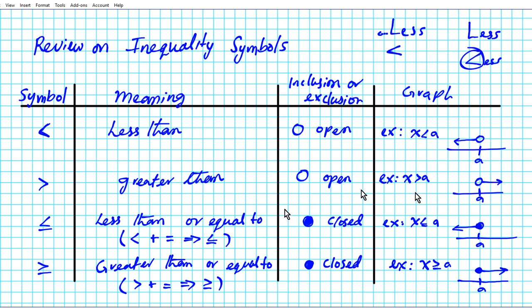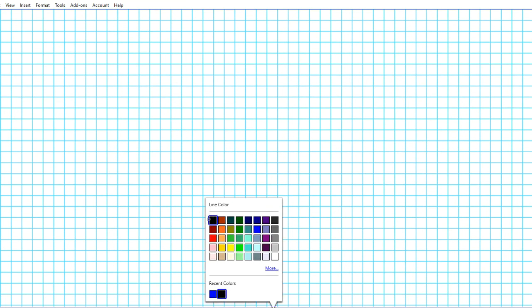Alright, so these are the four inequality symbols we're going to be using to graph our inequalities in one variable in this presentation. The instructions for the problems we're going to do are to graph the given inequality on a number line.